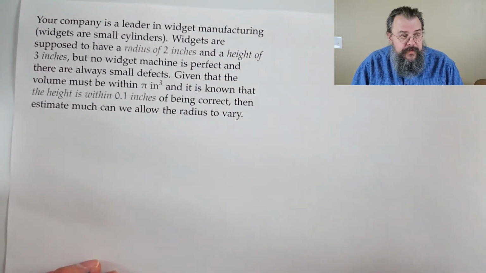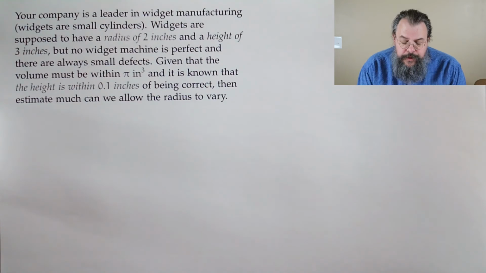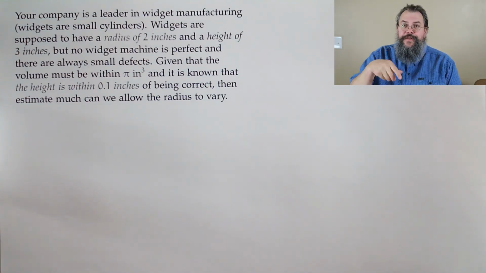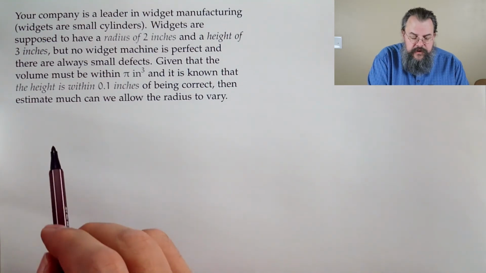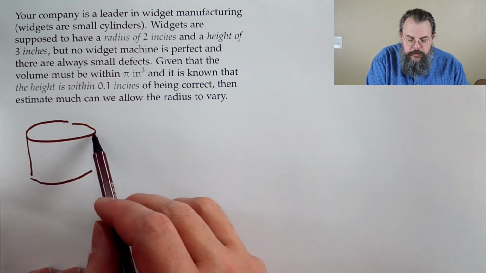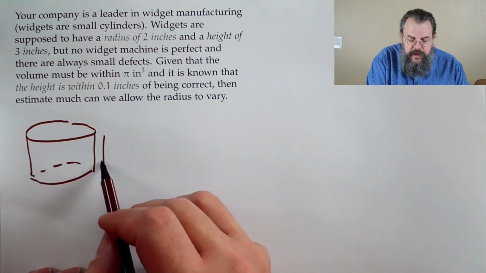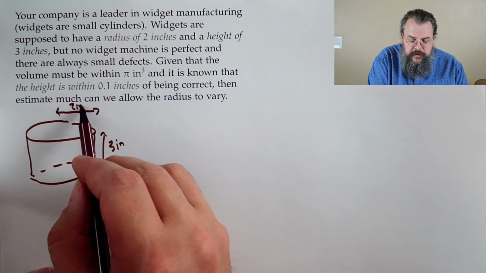All right, good. Well, I think we have time for one more. One last problem. Your company is a leader in widget manufacturing. Woohoo! Nice, widgets. They're small cylinders. Now, widgets are supposed to have a radius of 2 inches and a height of 3 inches. So it's kind of a very stout cylinder. So we have our widget. It's supposed to be 3 inches in height and 2 inches in radius.